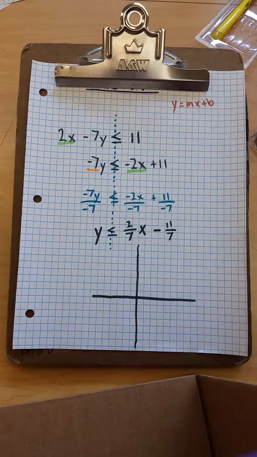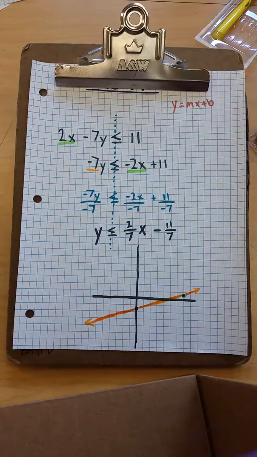Graphing with fractions is usually pretty messy, unless you make really huge graphs so you can have each notch be like 1/7 or something. But -11/7 is somewhere between -1 and -2. So I'll just say that that is it. I have a rise of 2 and a run of 7, which will put me somewhere around there. This will be a solid line, and we're going to want to shade down.